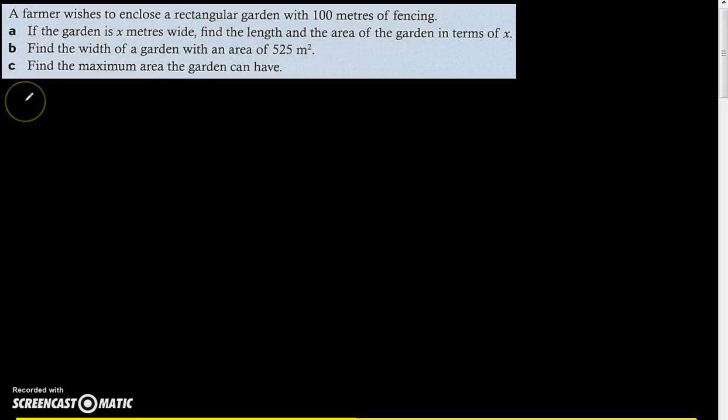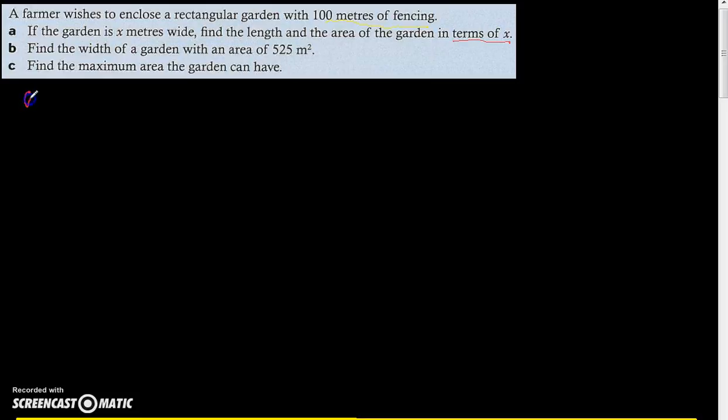Okay, welcome back. So I hope you guys understand what the question is asking us to do. So we have a farmer, and he's making a rectangular garden, and the amount of fence that he has is 100 meters. This is how much he has in total. Now, for part A, they're asking us, if the garden is x meters wide, find the length and the area of the garden in terms of x. In terms of x means we're going to express the garden in some sort of expression.